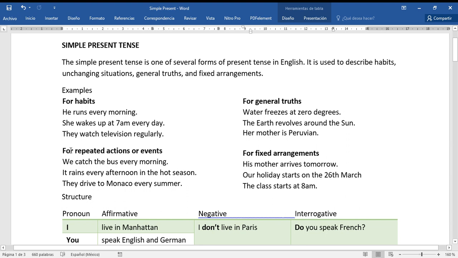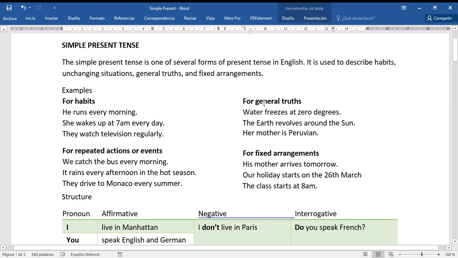Another use is for repeated actions or events. Something that repeats every day or every morning or every specific time. Example, we catch the bus every morning. It rains every afternoon in the hot season. They drive to Monaco every summer.